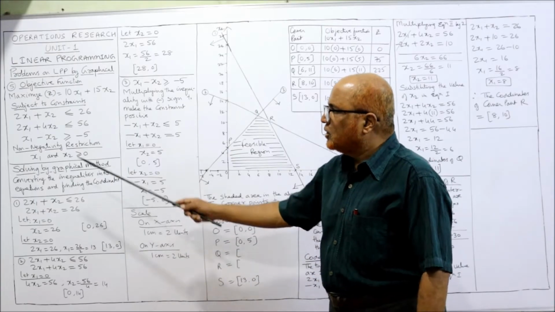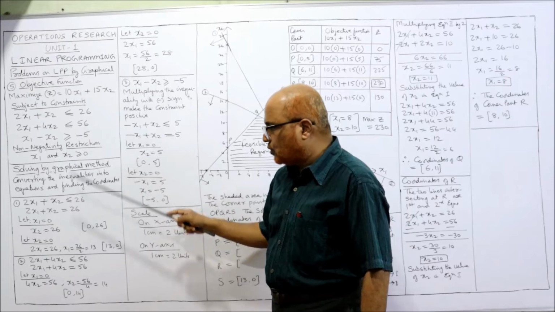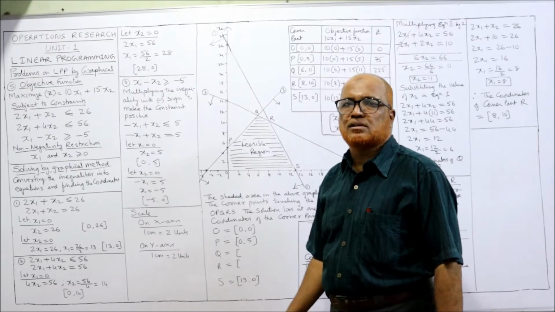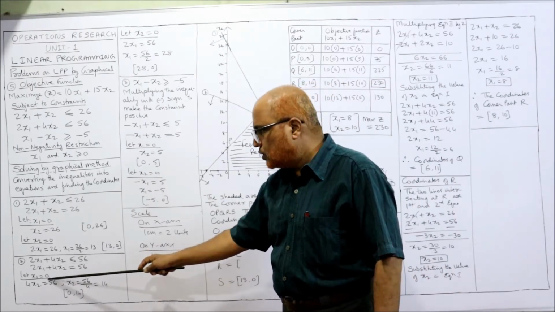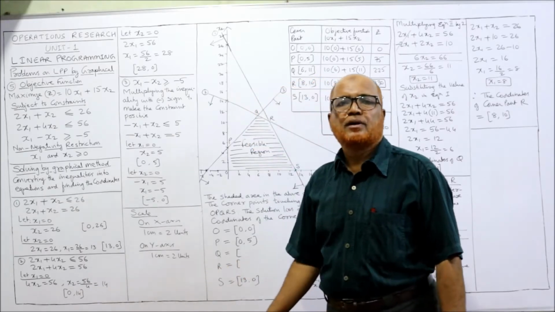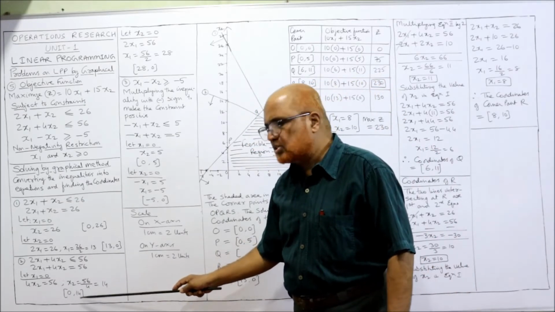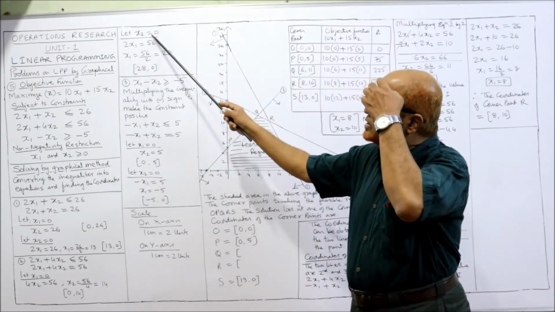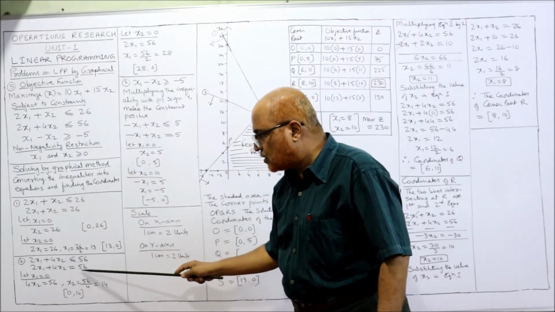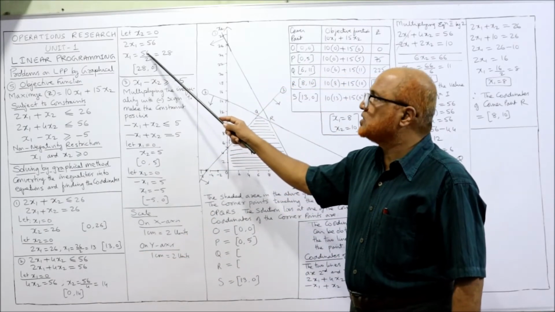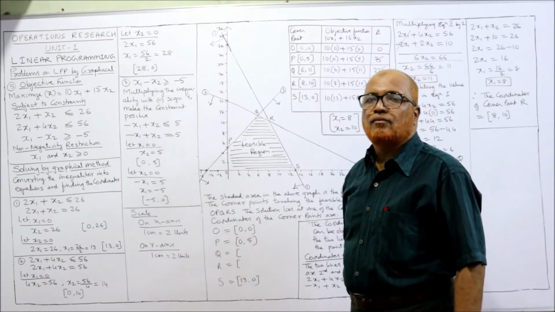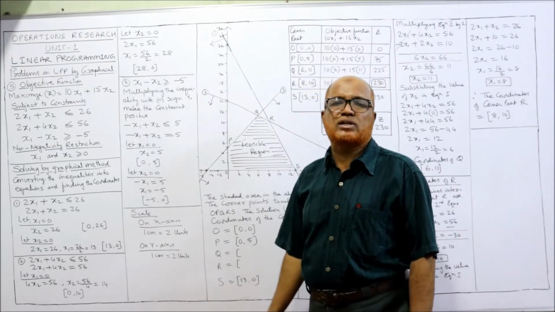Then the second equation, 2x1 plus 4x2 less than or equal to 56. So I am making 2x1 plus 4x2 is equal to 56. Let x1 is equal to 0. So 4x2 is equal to 56, x2 is 56 by 4, that is 14. So when x1 is 0, x2 is 14. Now I am taking x2 is equal to 0. Then 2x1 is equal to 56, and x1 is 56 by 2, that is 28. So x1 is 28, x2 is 0.